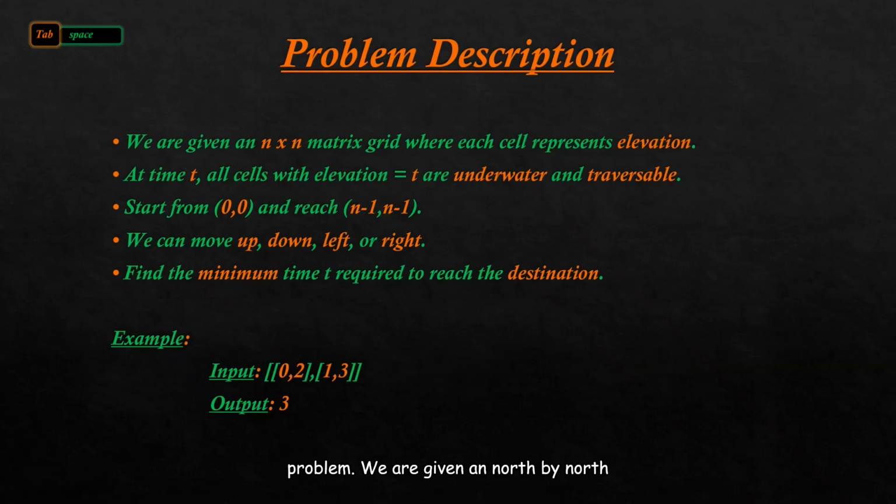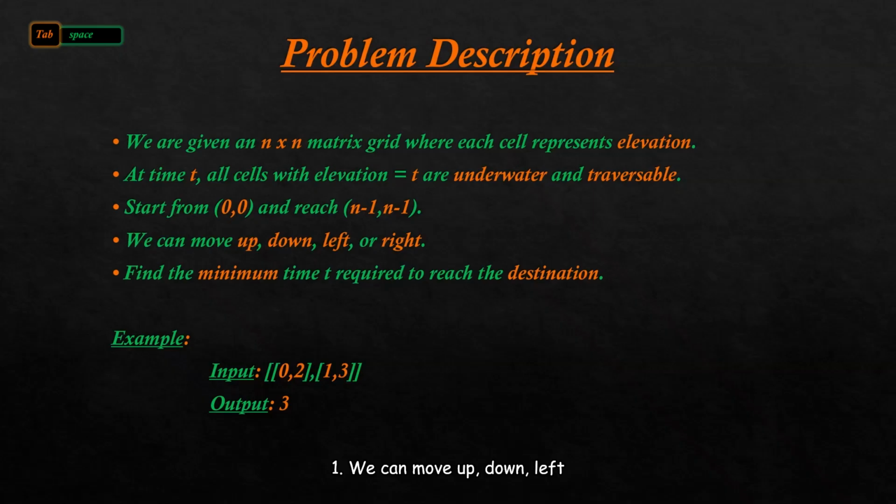We are given an n by n matrix called grid, where each cell represents the elevation of the land at that point. As it begins to rain, the water level gradually rises. At any given time t, all cells with elevation less than or equal to t are underwater, which means they are traversable. We begin at the top left corner of the grid, that's position 0, 0. Our goal is to reach the bottom right corner, that is n-1, n-1.